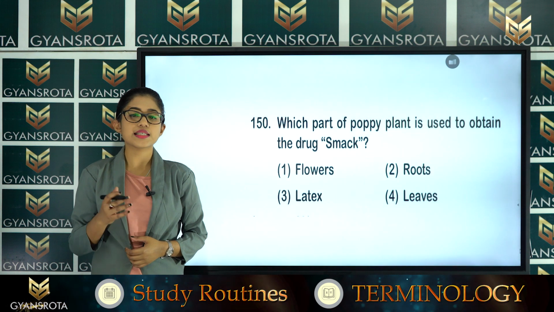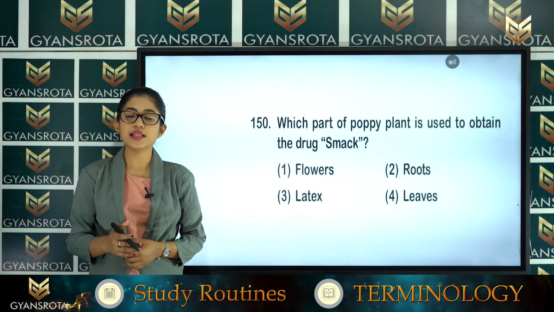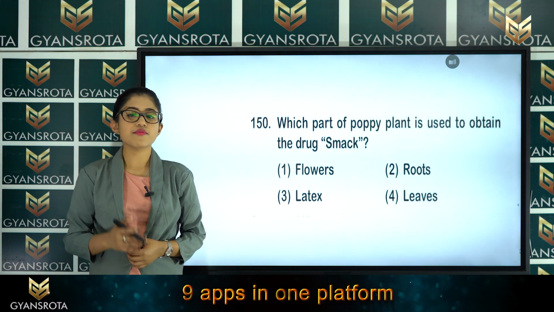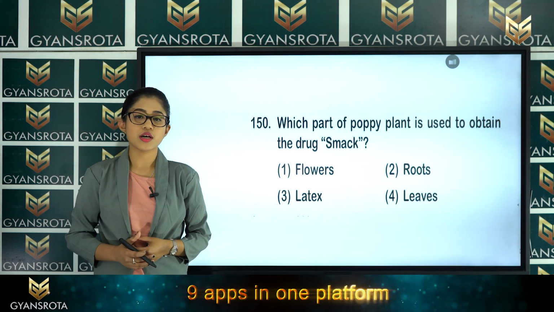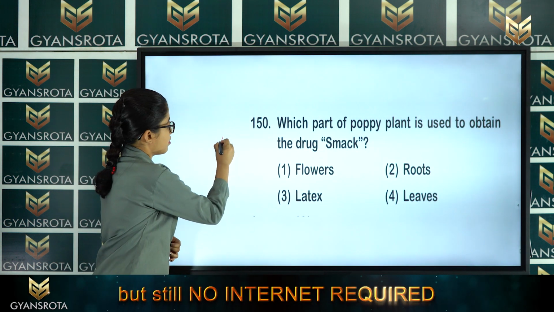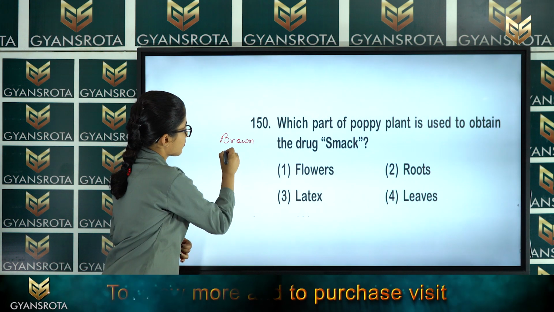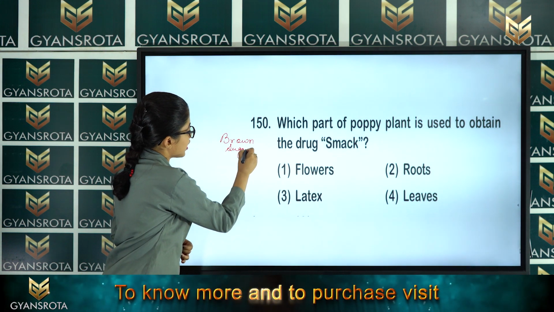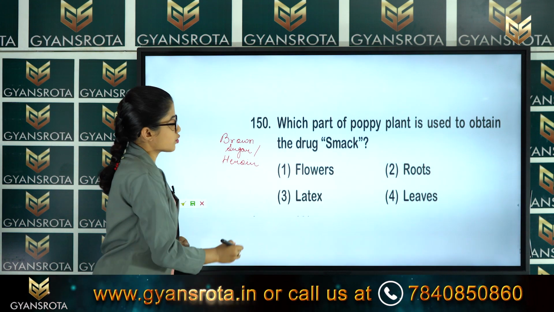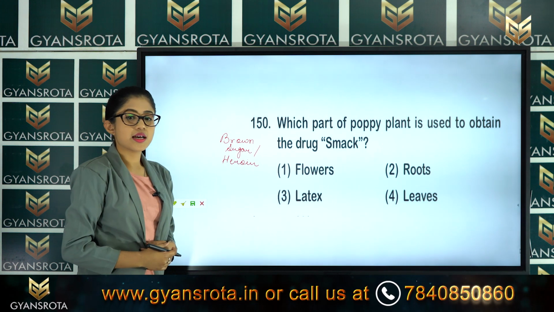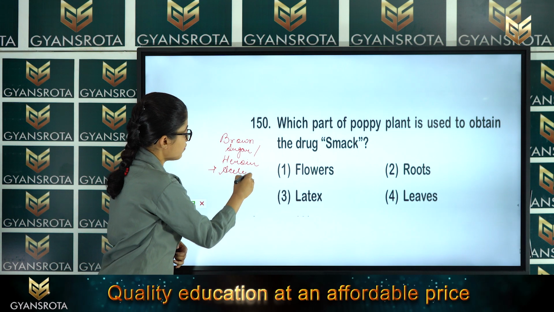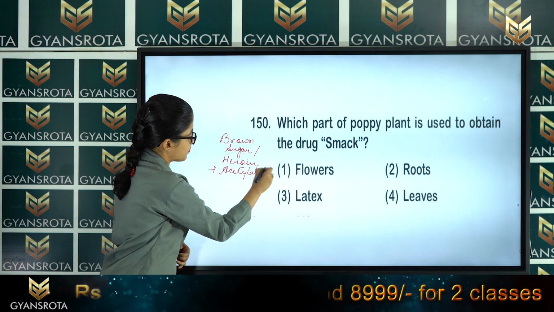So, this is a direct question from the chapter Human Health and Disease. There we have discussed drugs and alcohol abuse, and how the drugs are formed. So, smack is the common name of brown sugar, or what we call the other name, heroin, right? The common name is smack, and this is formed by the acetylation of morphine.